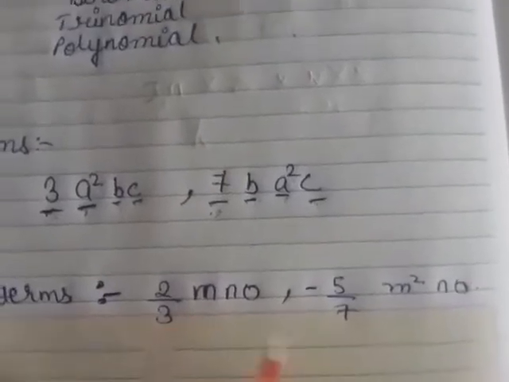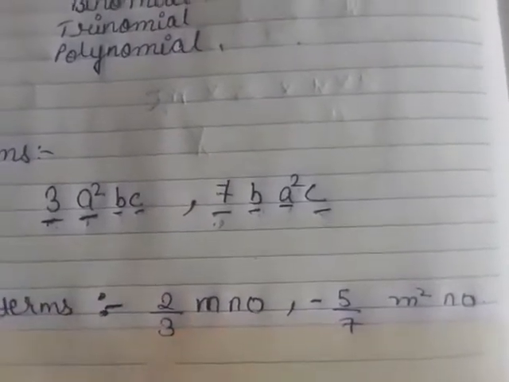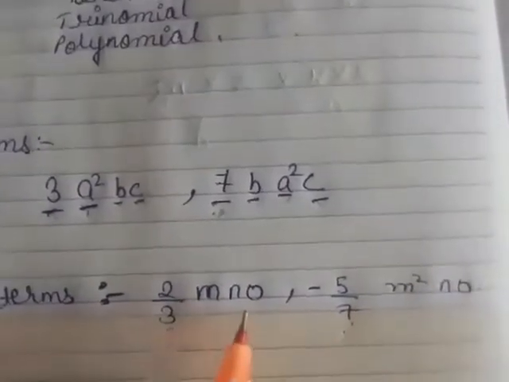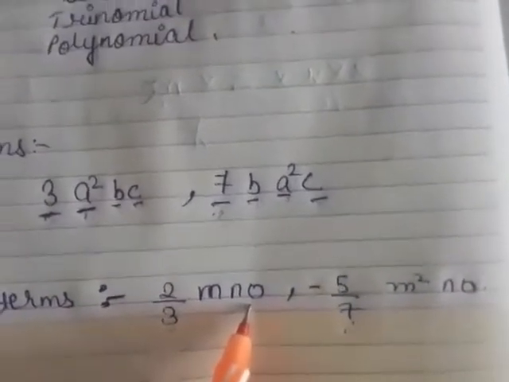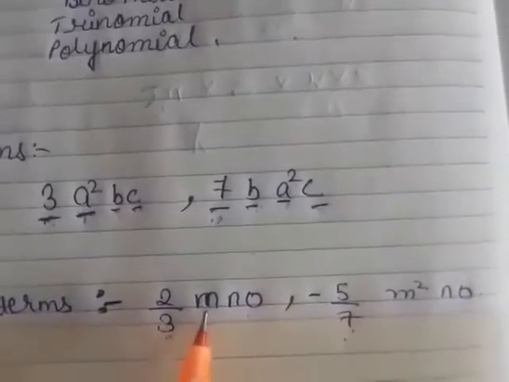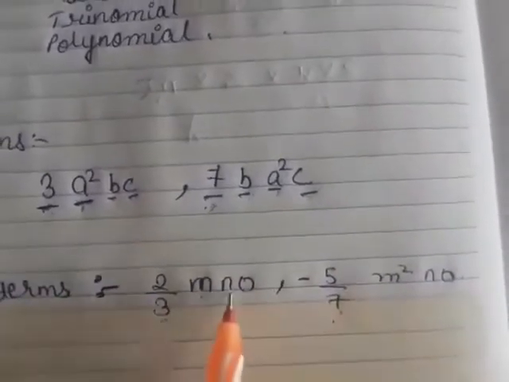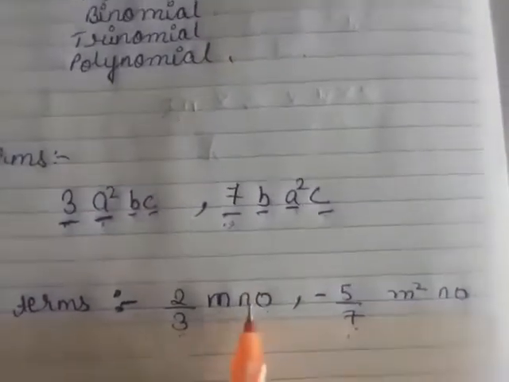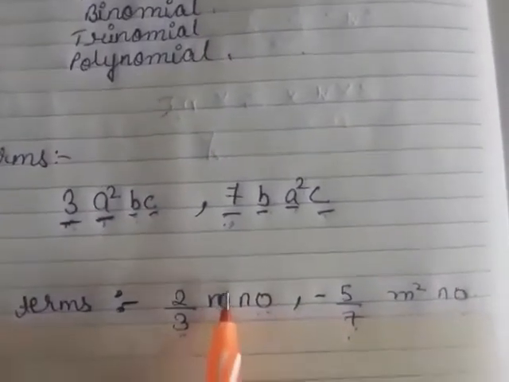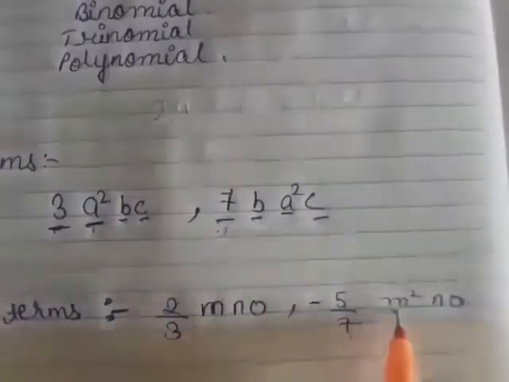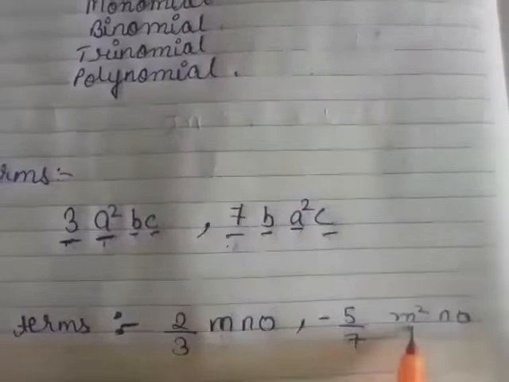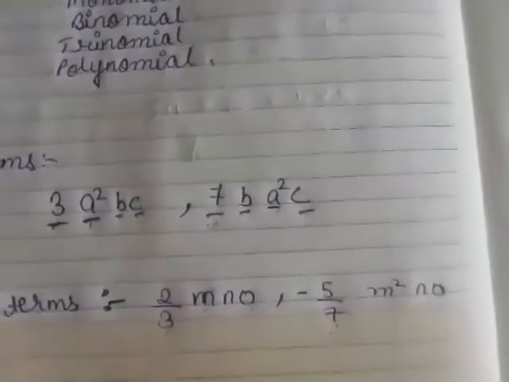Like in this question, as I told you, you do not have to see the number or the constant term. It may be any, but the alphabets and their power should be the same. Like here you can see there is M, here also M, here also N, here also N, here also O, here also O. But you can see the power of M in this term is 1, and in this term it is 2. It means that in both the terms it is not the same, therefore these are unlike terms.